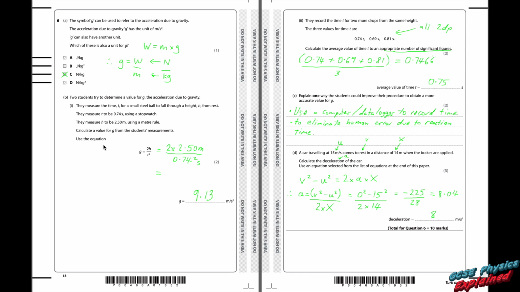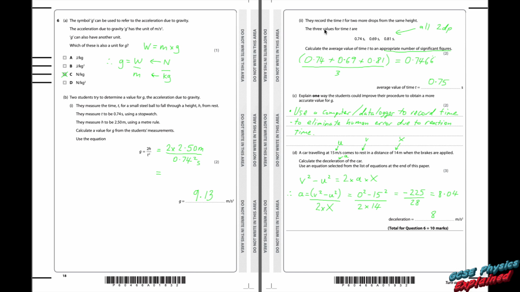Use this equation. So you're not supposed to know this equation. It's just totally random. It's been made up or whatever. You just have to put the numbers in. So do 2 times the height and divide that by the time squared. So the height was 2.5 metres and the time was 0.74 seconds. Remember to square it. I see so many students who forget to square it. And then that comes out as 9.13.